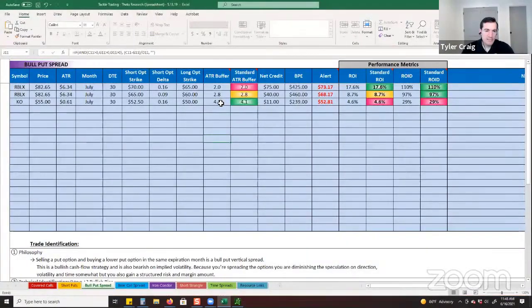The question though is, since I'm so far away, are they paying me enough money to still make it worth my while? 11 cents on a $239 cost is only a 4.6% return, which by credit spread standards is very low. That's why it's red, right? That's why it's red.